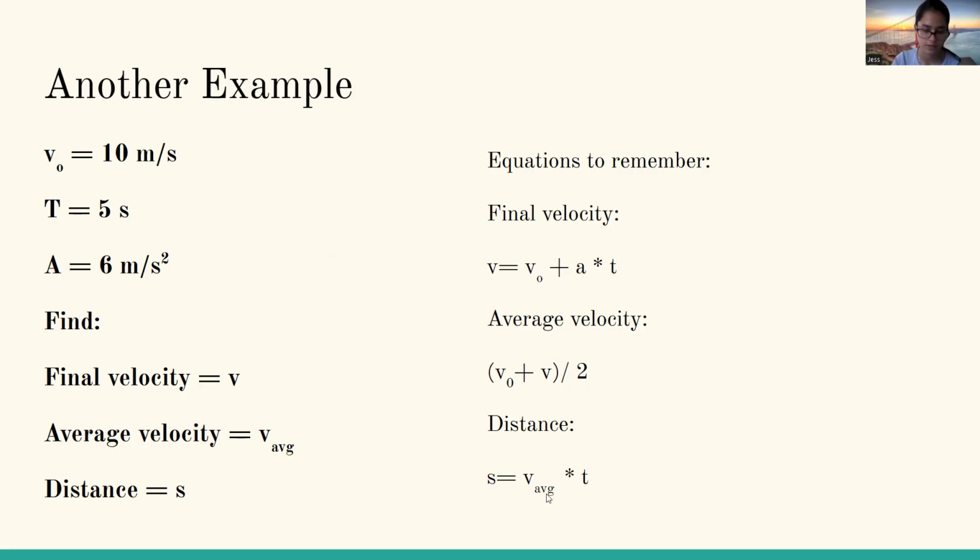And then we'd find the distance. 25 times 5 is 125. That is our distance. So we have found the final velocity, average velocity, and our distance.